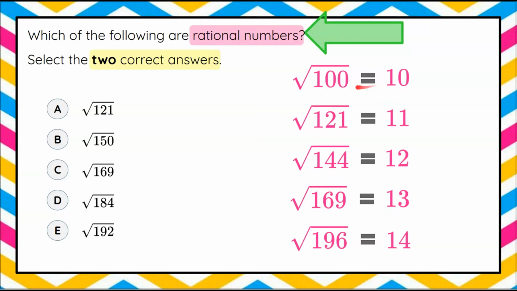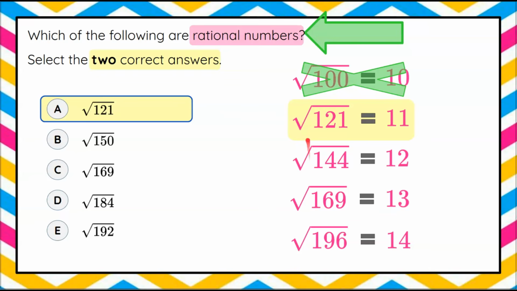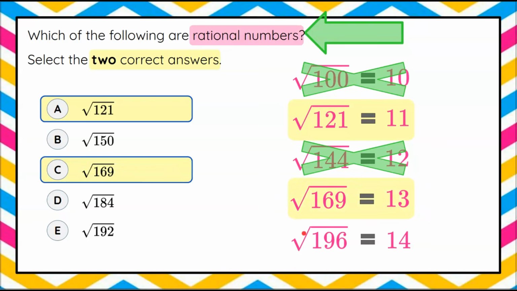So now let's go and look. We can see that the square root of 100 is not in our answer choices, so we'll eliminate that from our list. But I see square root of 121, which is equal to 11, so that's one of my 2 answers. So I can take that one. Square root of 144 is my next perfect square. Not there. 169, the square root of 169 is answer choice C. So I know that that's my second answer choice. And we can see that the square root of 196 is not on here.